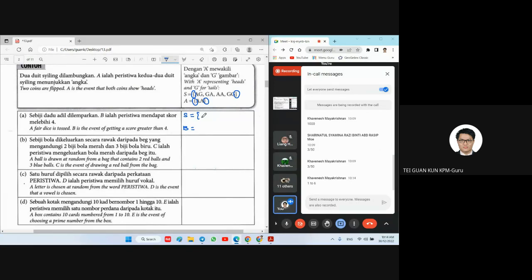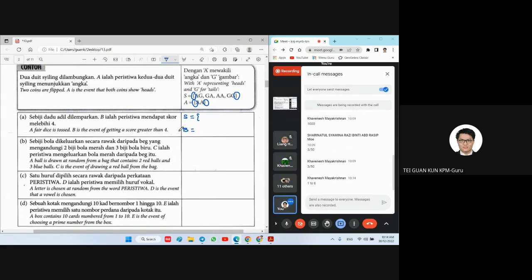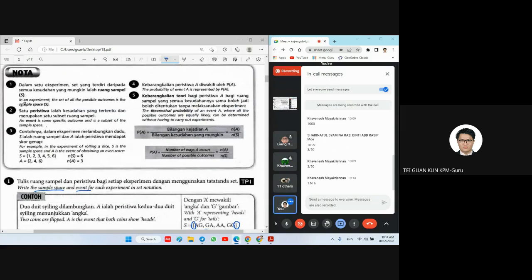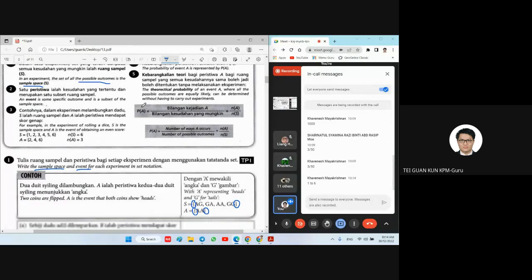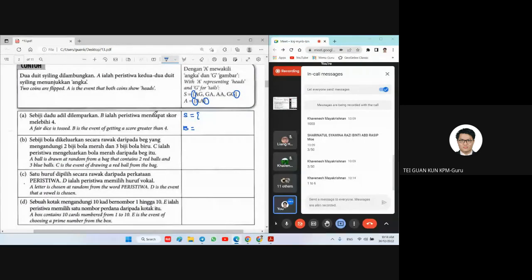1 to 6 lah. So 1 to 6 is the possible outcomes. So sample space is what? Sample space is the possible outcomes. All the possible outcomes. Semua outcome yang mungkin lah. Okay, so when you toss a dice, the possible outcome is you will get numbers. What numbers? So you list out lah all the possible outcomes. 1, 2, 3, 4, 5, 6. Okay, so this is the possible outcomes.